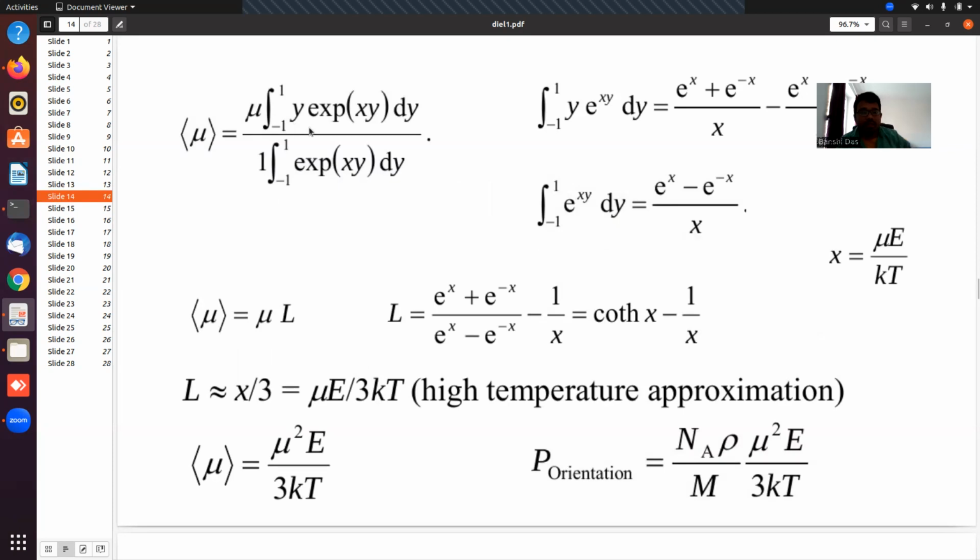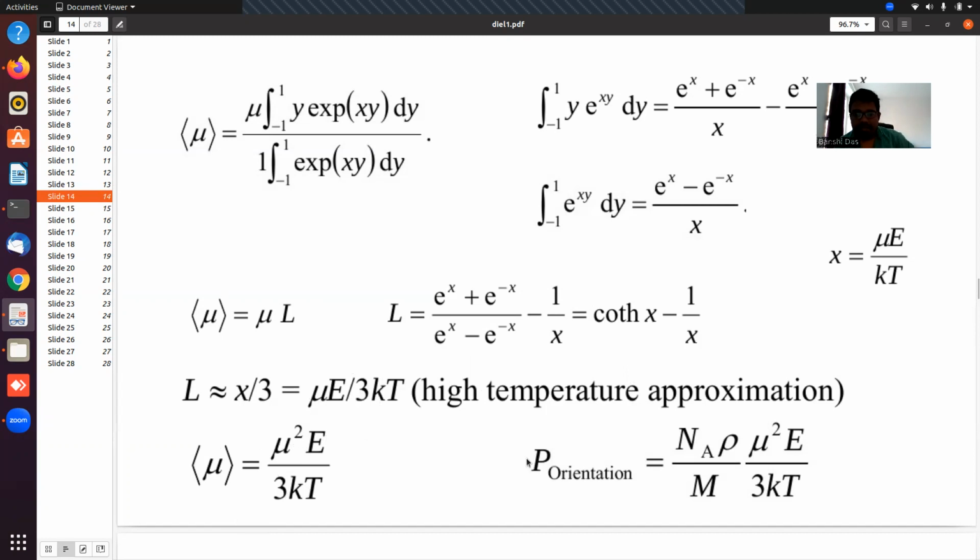So here we can calculate. This is a very simple integration, exponential integration of the exponential function. So the average mu we can calculate like that. This is the coth (hyperbolic cotangent) function minus 1 by x. But this is not easy to deal with, the coth function. So at high temperature we can approximate it with this function. So basically, in the high temperature limit, we have average mu equal to mu square E by 3kT.